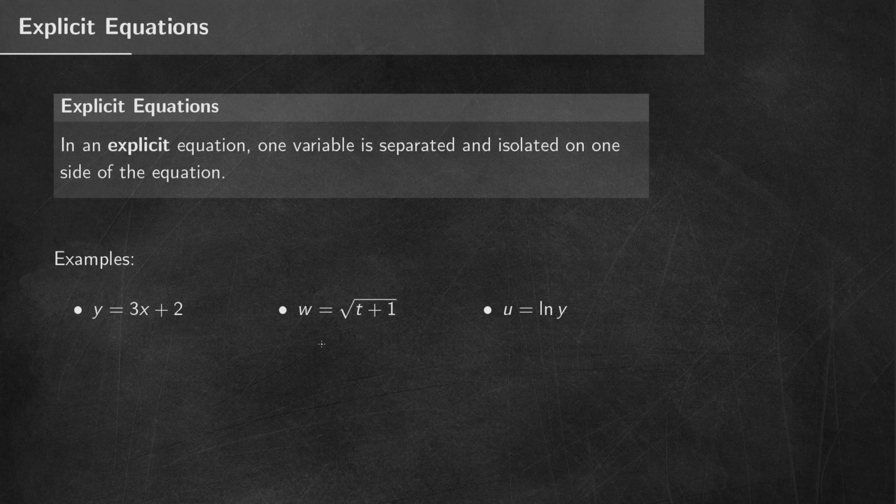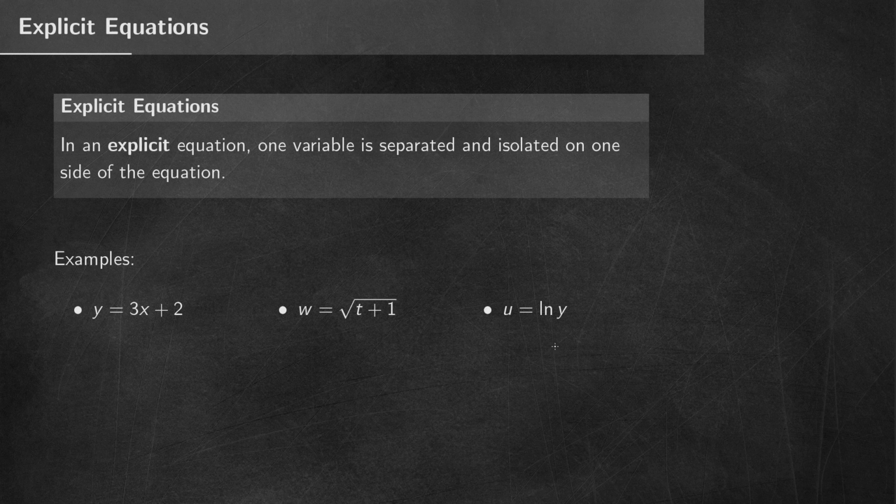In our second example, the w is by itself on one side of the equation. So w is defined explicitly in terms of t. And in our third example, u is by itself on one side of the equation, so u is an explicit function of y. Now, explicit functions are really nice for us to work with.